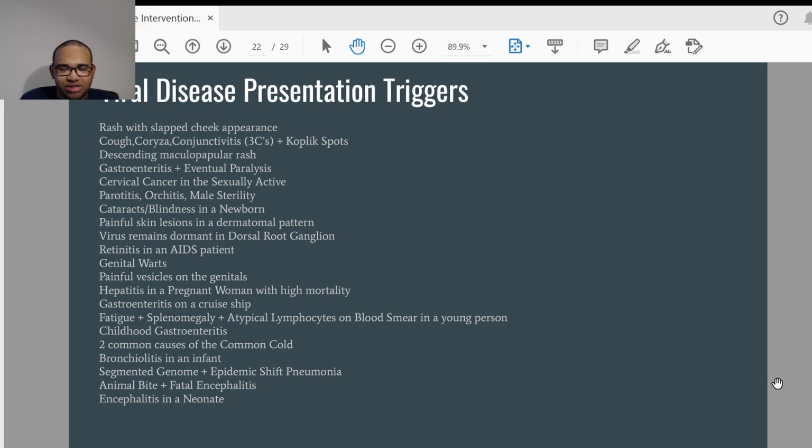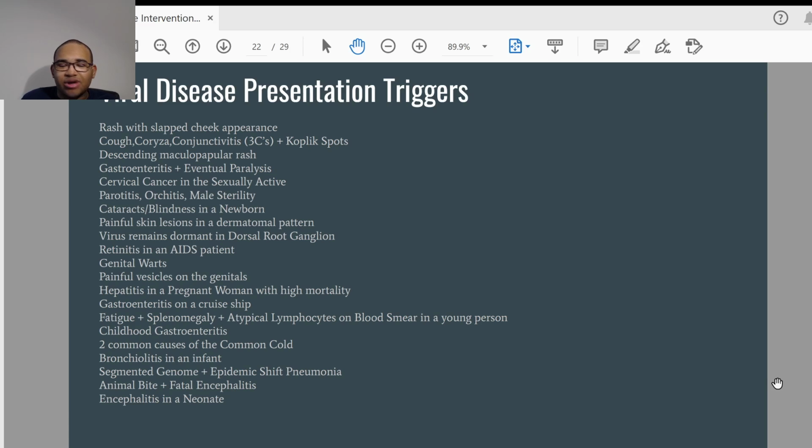Genital warts, right? That's HPV 6 and 11. Painful vesicles on the genitals, that's HSV2, right? But it could also be HSV1. Hepatitis in a pregnant woman with high mortality, that's Hep E, okay? And then gastroenteritis on a cruise ship, that's norovirus, that's normal virus, pretty easy.